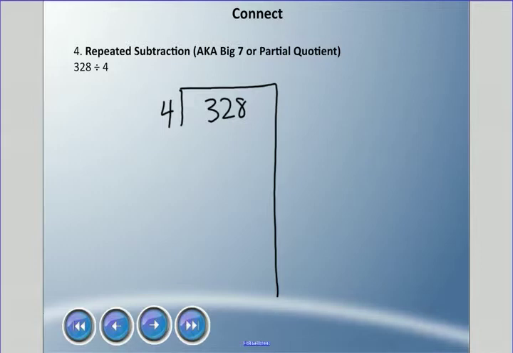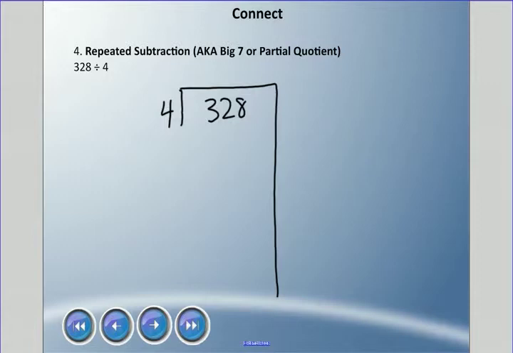So I need to say, what can I multiply that's lower than 328? And usually I always start with the number 100. Can I multiply 4 times 100? I can't, because 4 times 100 is 400, so that's too high. But I could do 50.